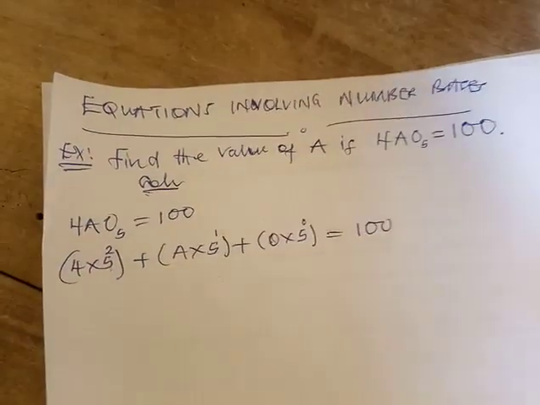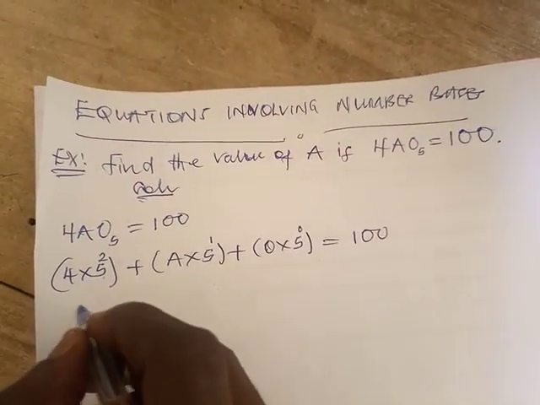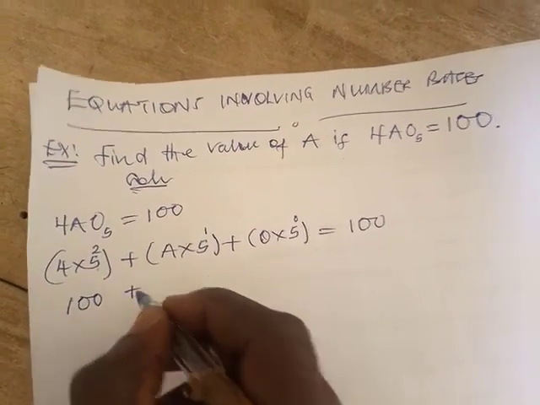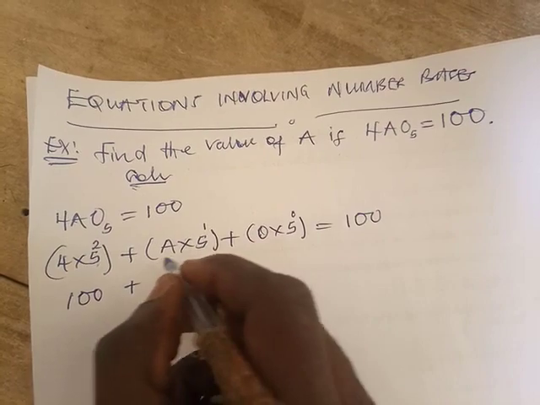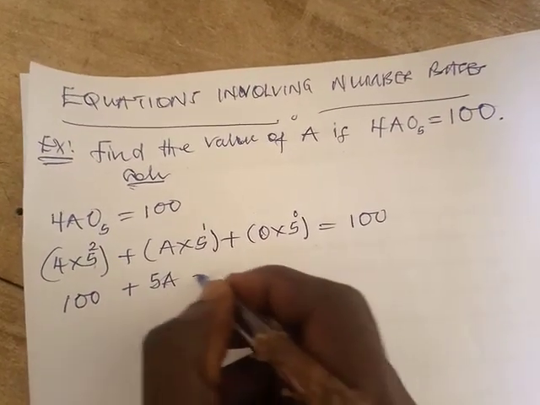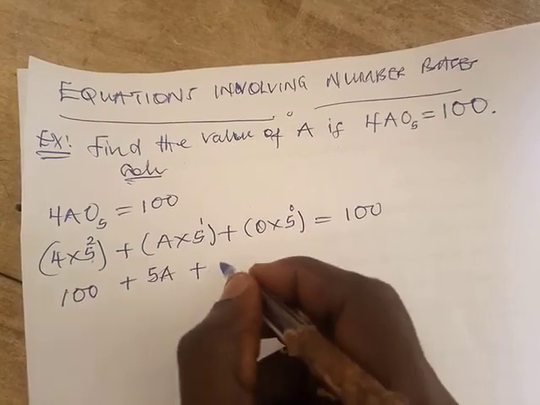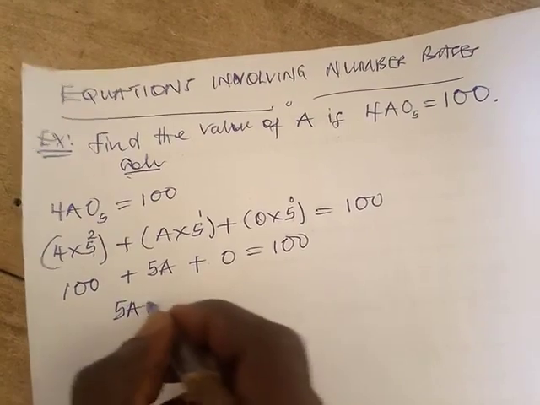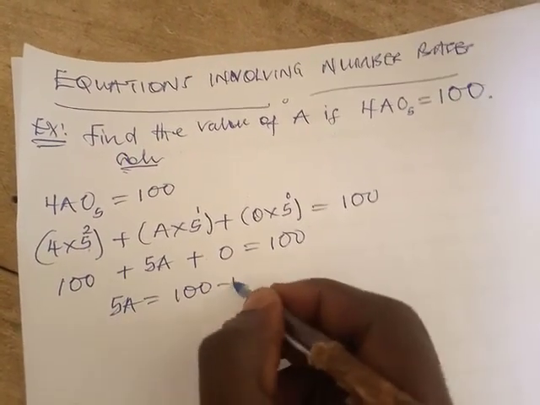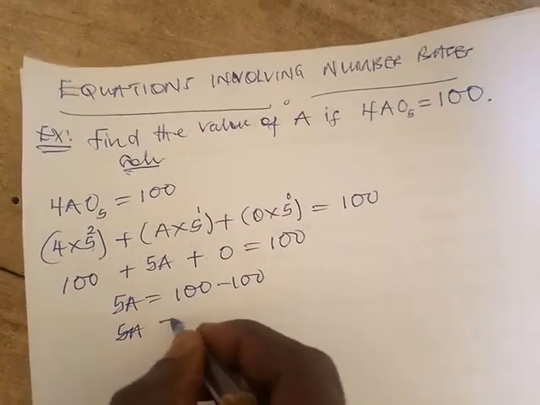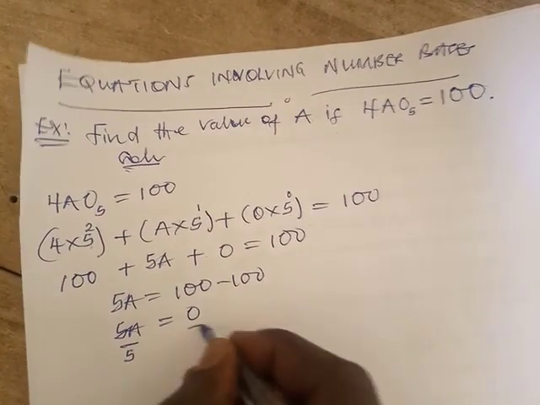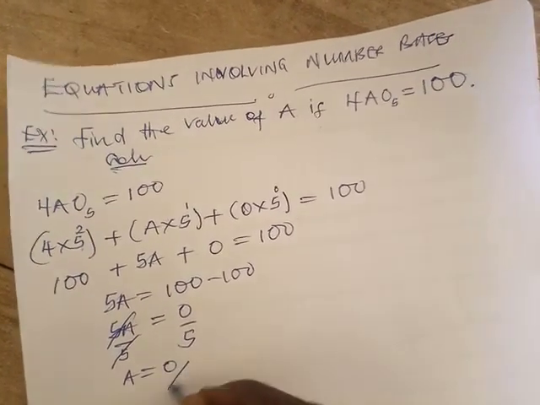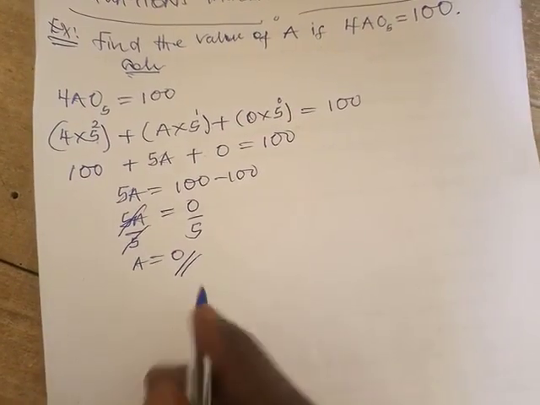Now 5 squared is 25, and 25 times 4 is 100. 5 raised to the power 1 is 5, and 5 times a, we have 5a. We have 1 here, 1 times 0 is 0. So when you group like terms, you have 5a equals 100 minus 100. You have 5a equals 0. So dividing both sides by 5 will give you a is equal to 0. So therefore a is equal to 0.